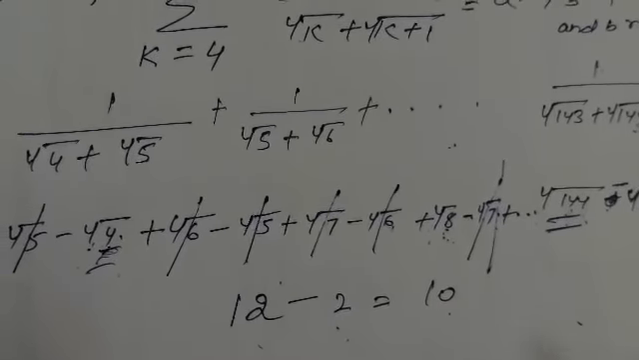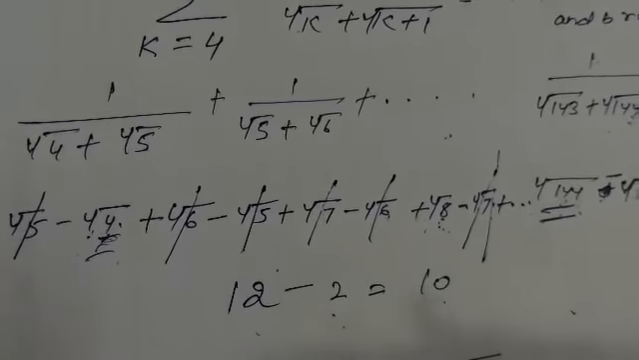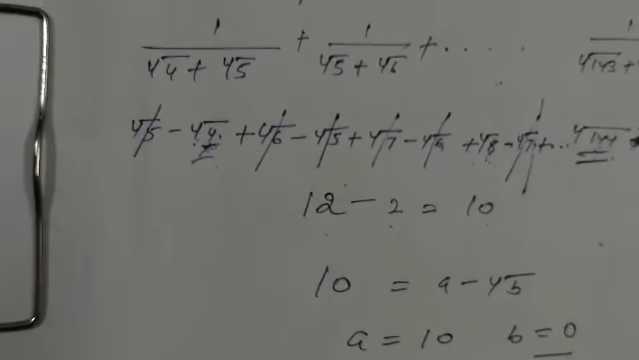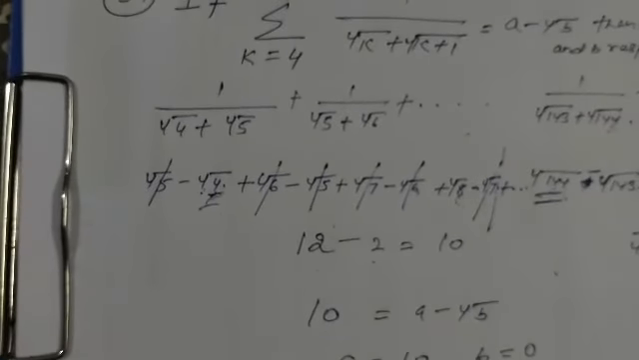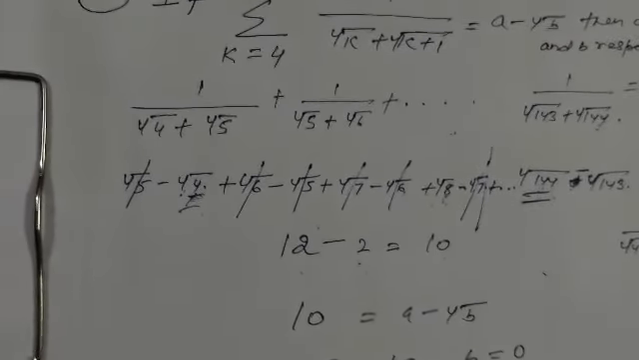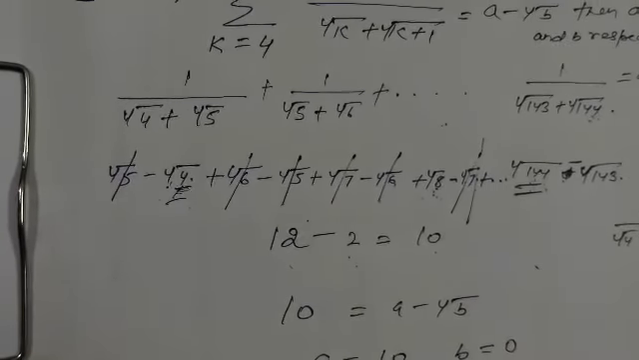10 equals a minus root b. What does it mean? a equals 10 and b equals 0. This is the solution of this question. Very good question. Clear?